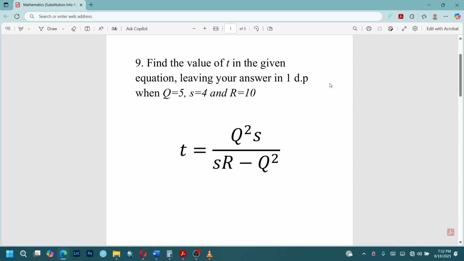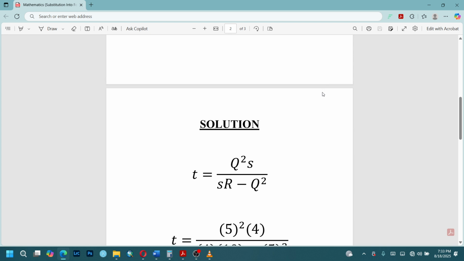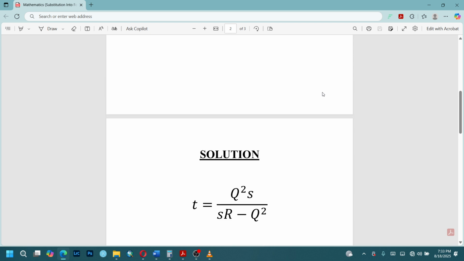So let's quickly solve the question, right? Based on the preamble of the question, we are given our equation to be t equals the fraction q square multiplying s over sr minus q square, right?